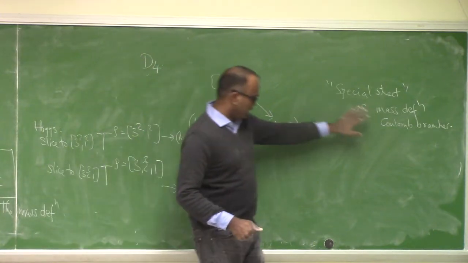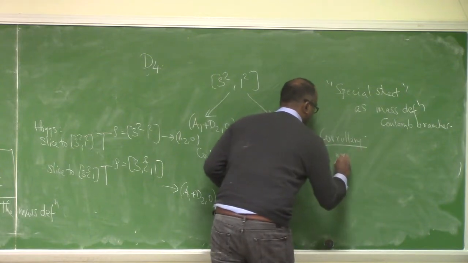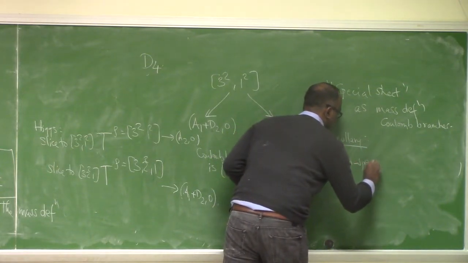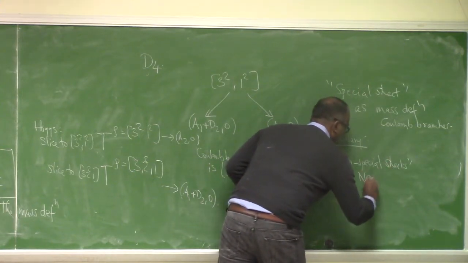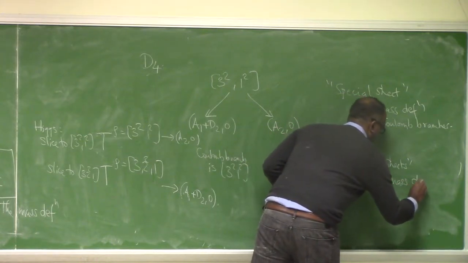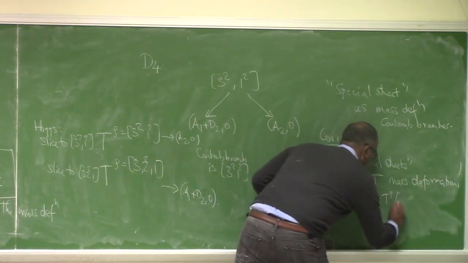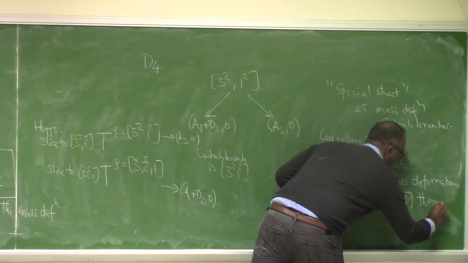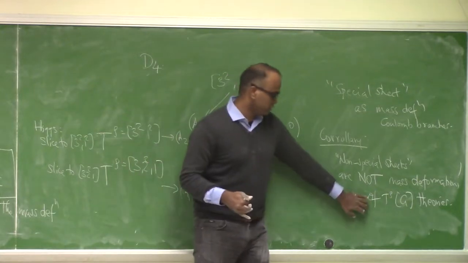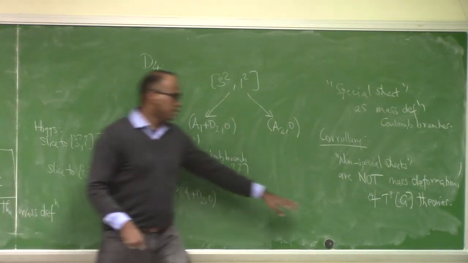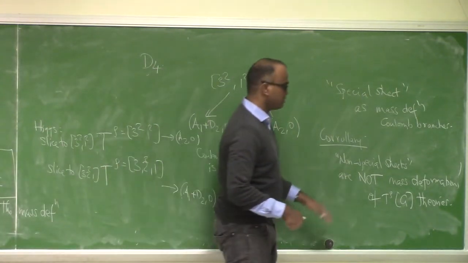So a corollary is that non-special sheets are not mass deformations of T rho G theories. There might be mass deformations of some other 3D N equals 4 theories. I don't know how to rule that out, but they're definitely not mass deformations of these guys. I think this is an independent, interesting observation.